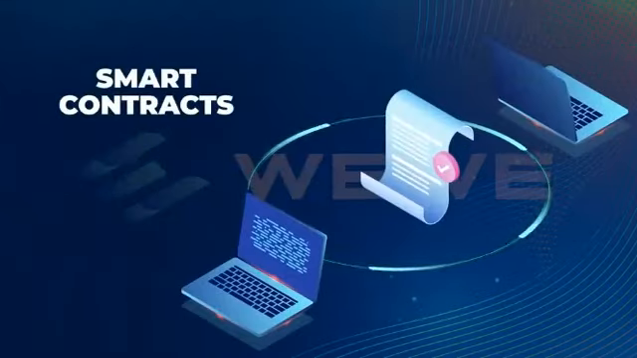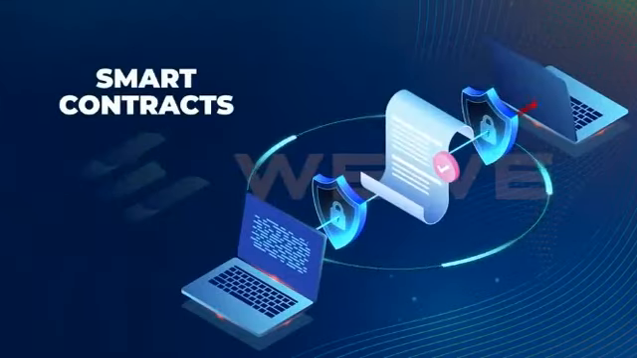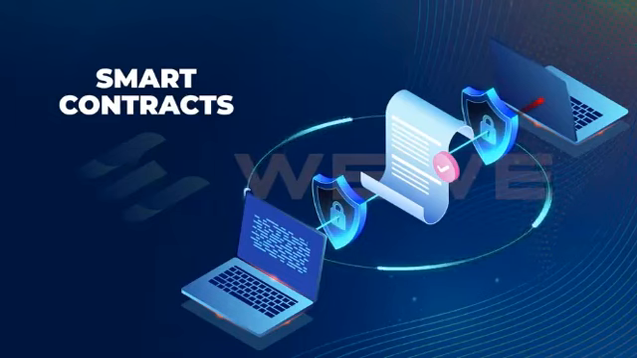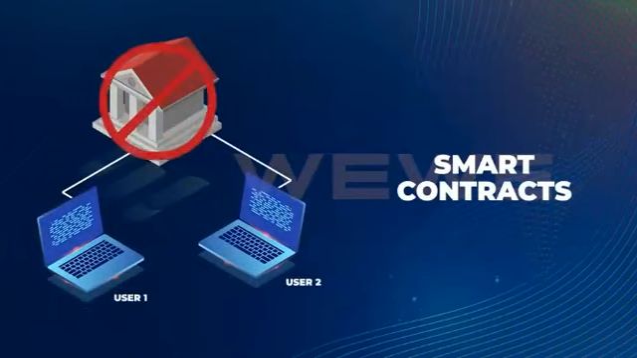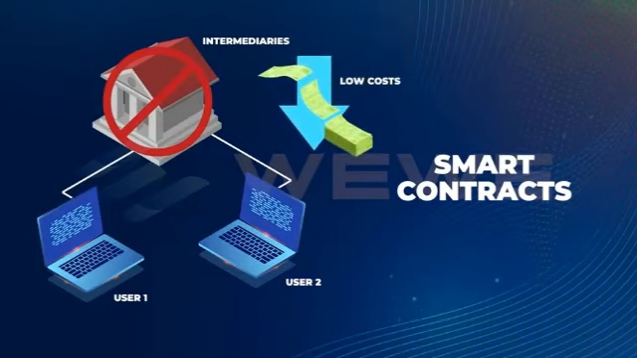Smart contracts on blockchain make it possible to create trustless protocols. This means that two parties can be assured that if the conditions are not met, the contract will not be executed. In addition, the use of smart contracts can remove the need for intermediaries, significantly reducing operating costs.